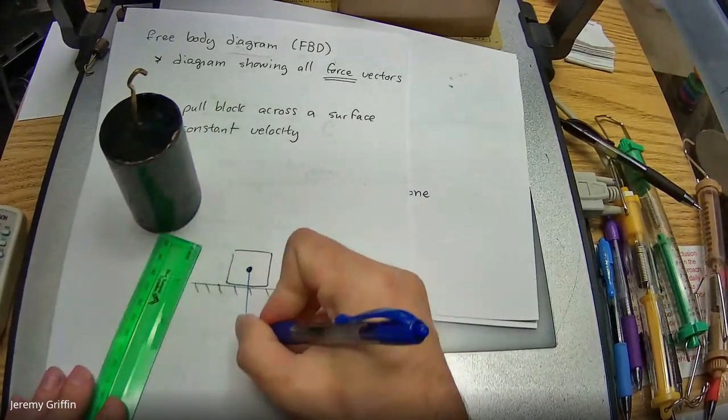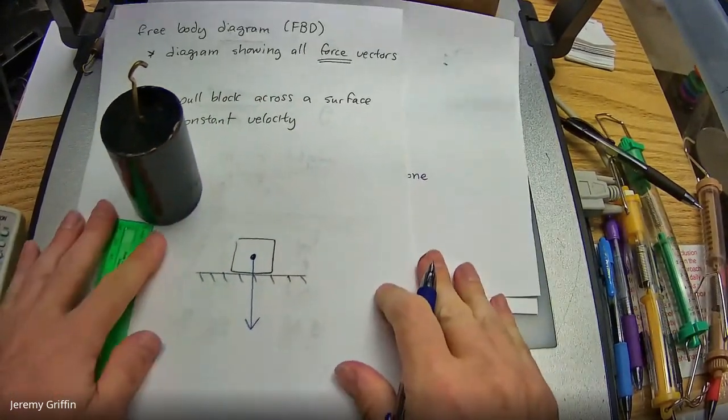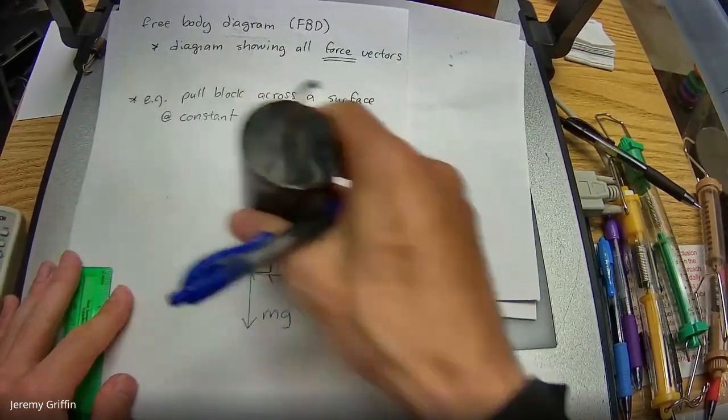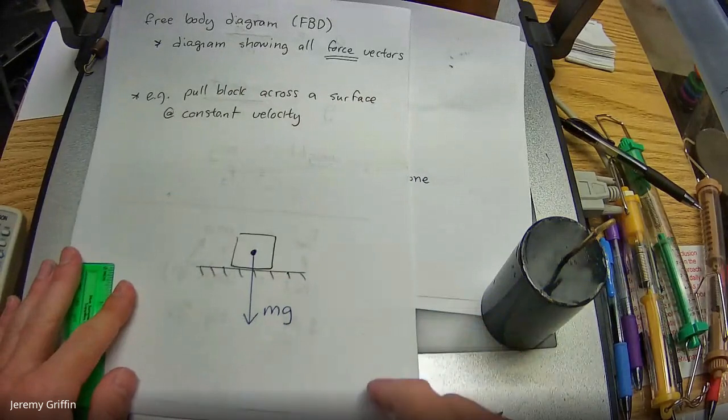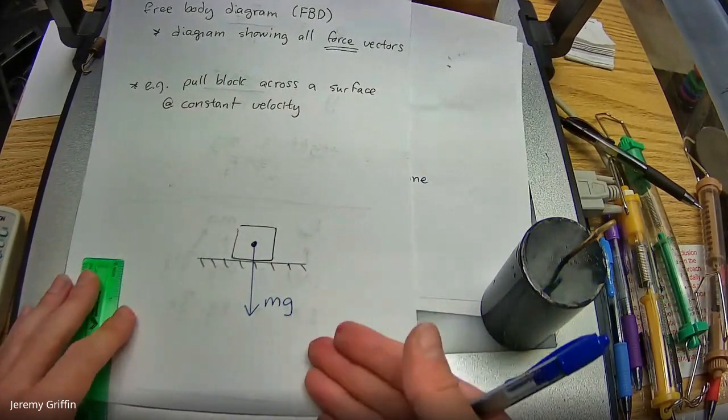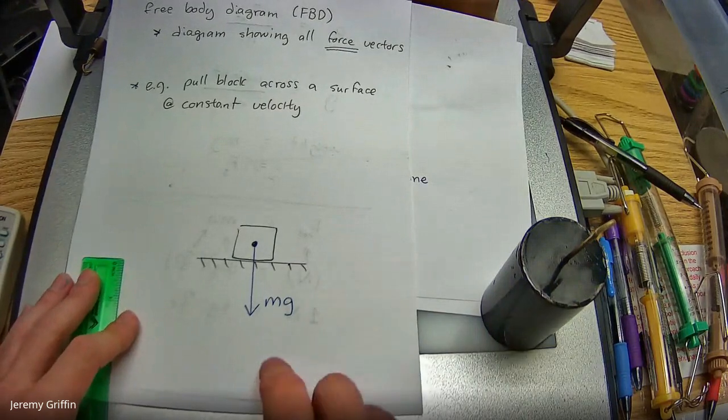So draw a force vector straight down, and I'm going to label that mg. You could also do F sub g if you want, but I'll do mg. Okay. That's the Earth pulling that block down.